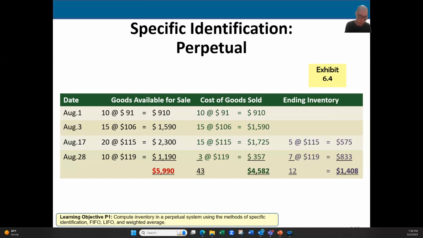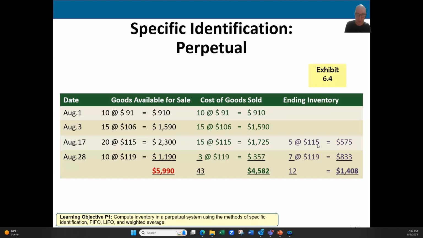Our cost of goods sold represents, of course, what we sold and the cost accordingly. We sold through the first batch of bikes, the second purchase, and a good amount of our third purchase. We sold 15, we had bought 20. And we sold 3 out of the 10 out of our last batch. So, inventory, August 17th, I had 5 left.